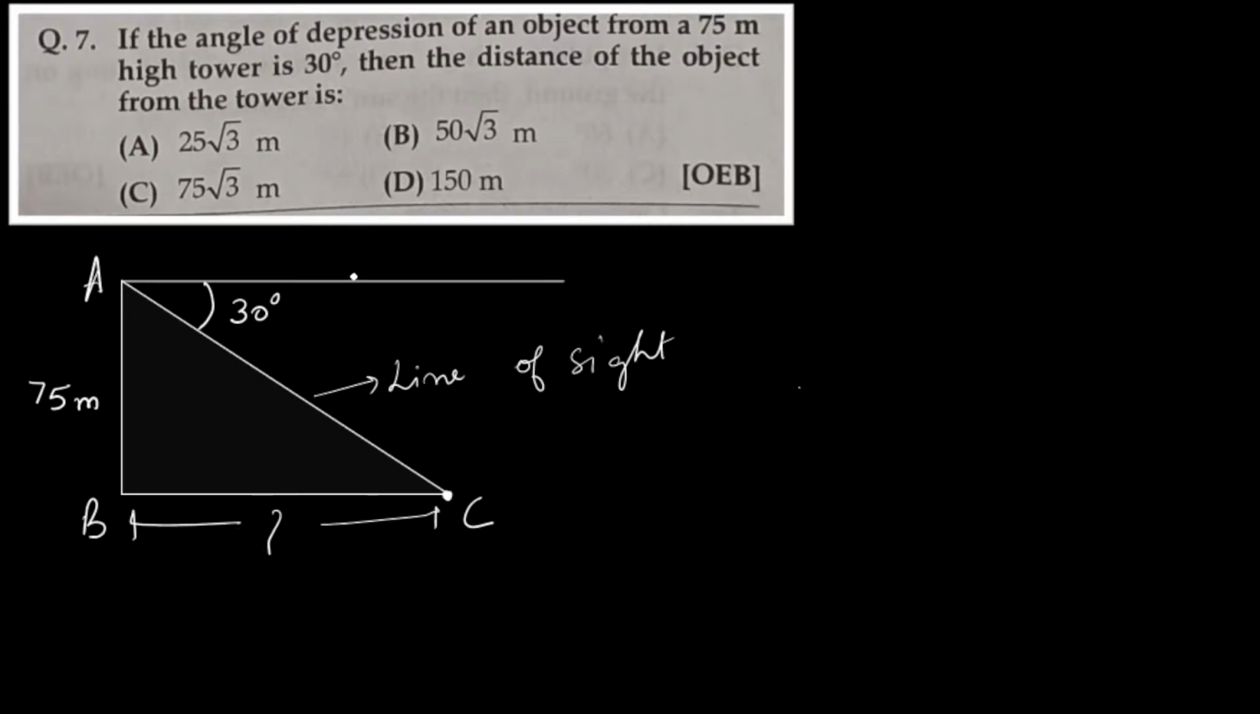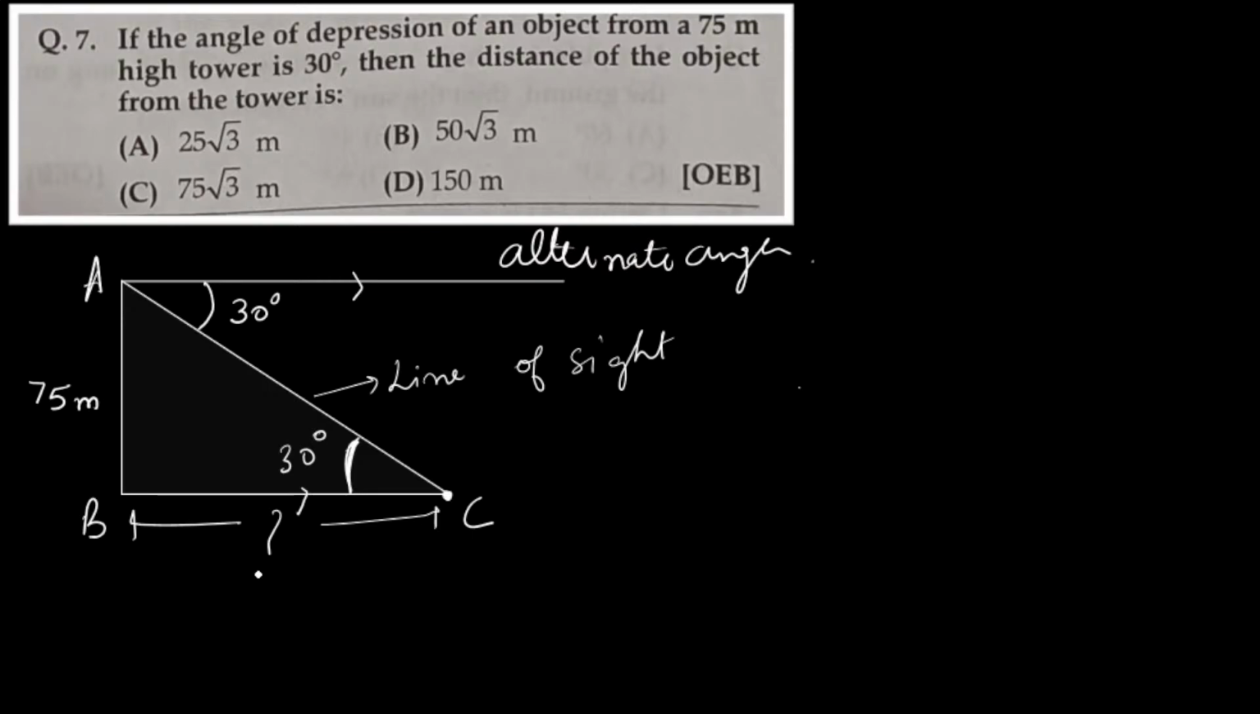Anytime the angle of depression is given to us, you can write this angle will be equal to this angle, the angle which is inside the triangle. Both of these horizontal lines are parallel lines, due to which we will get a pair of alternate angles. So the angle of depression outside the triangle will be equal to the angle inside the triangle, because both make a pair of alternate angles.